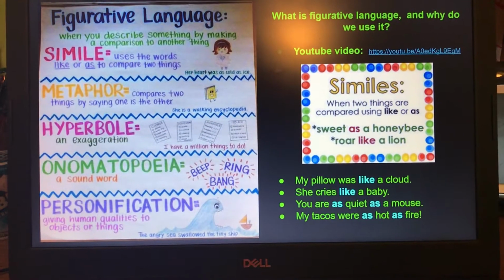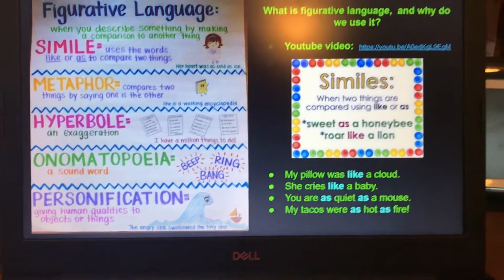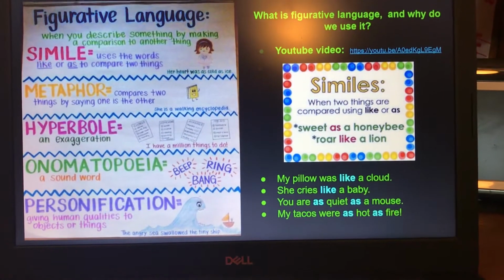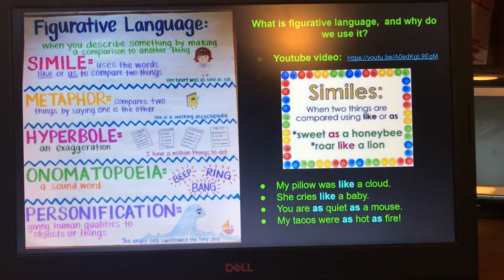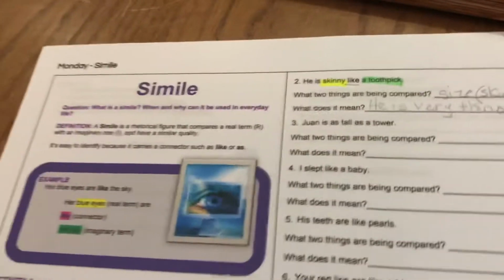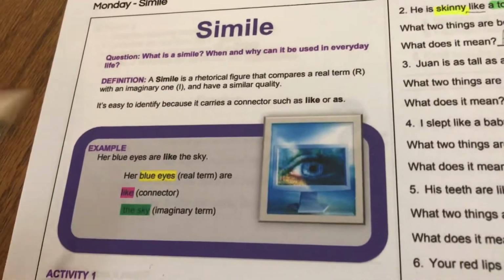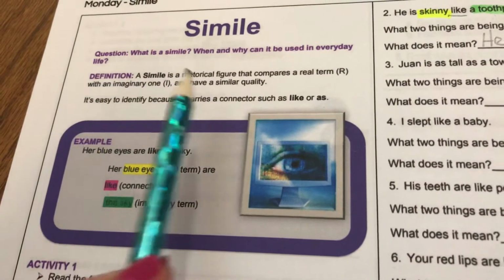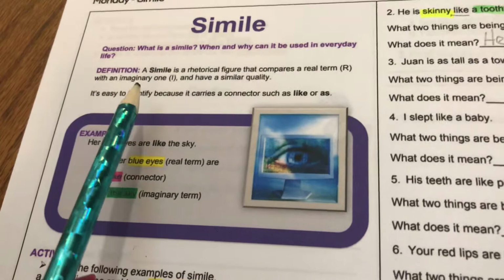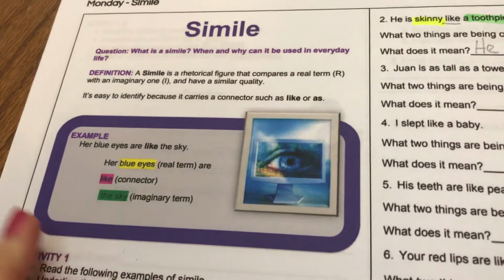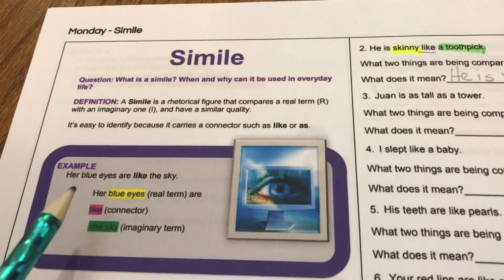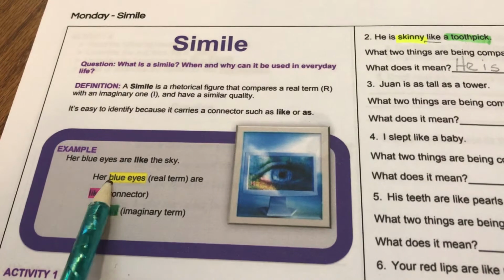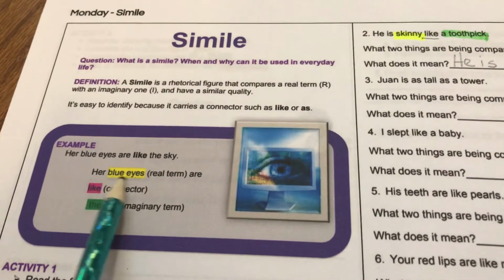Okay, so similes. We're still working on similes on Tuesday. And similes, again, are when you compare two things using like or as. But I really like what your sheet says, right? It says that you're using a real term and you're comparing it to an imaginary one. And they have a similar quality. Now, what that means, again, and I know I already explained this, is that you're thinking about something, right? In this case, it's blue eyes.